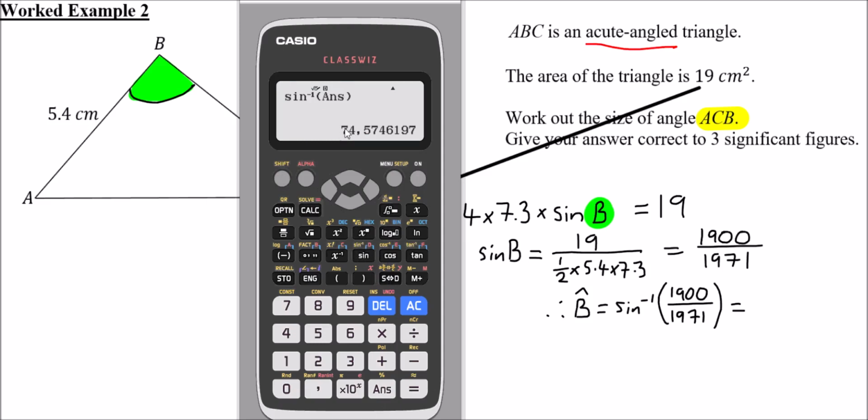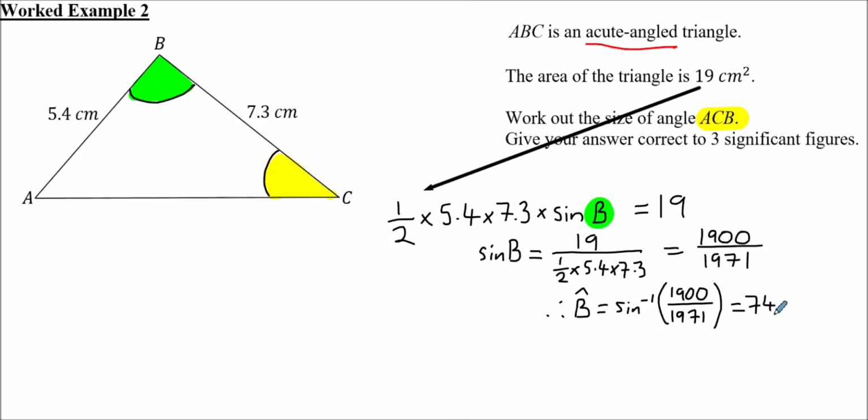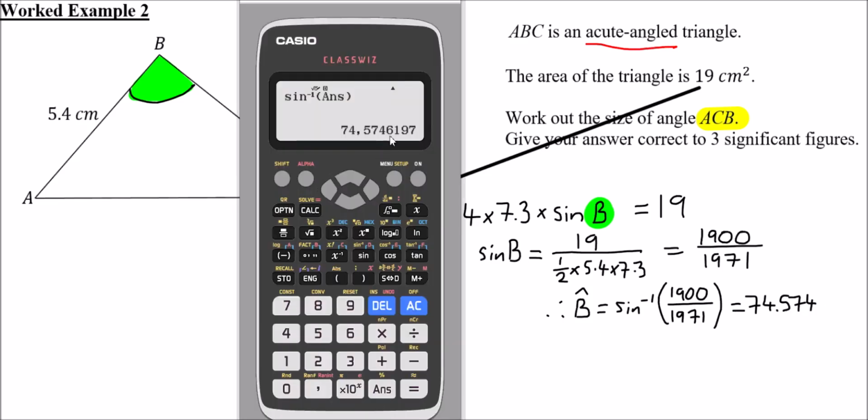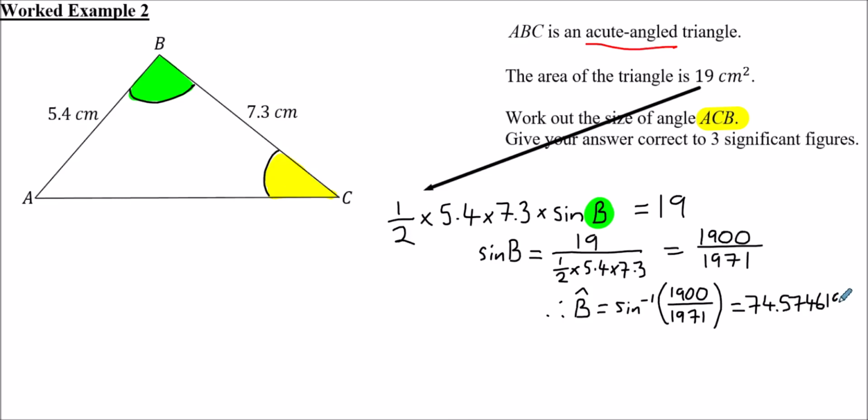Now, be as accurate as you possibly can here, because this isn't our final answer. To avoid any rounding error, one option is to double the number of significant figures you want your final answer to, so give this to at least 6 significant figures, but I think it's easier to remember just to write down the full calculator display. So this one here is 74.5746197. So that's the first step. We've worked out angle B. So now we know what angle B is. Just give that a tick.